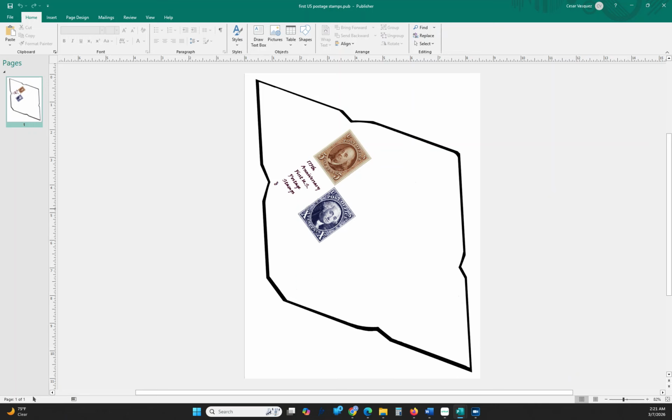So I'm going to pause now so that we can start talking more about the actual design process on the envelope that I've selected.